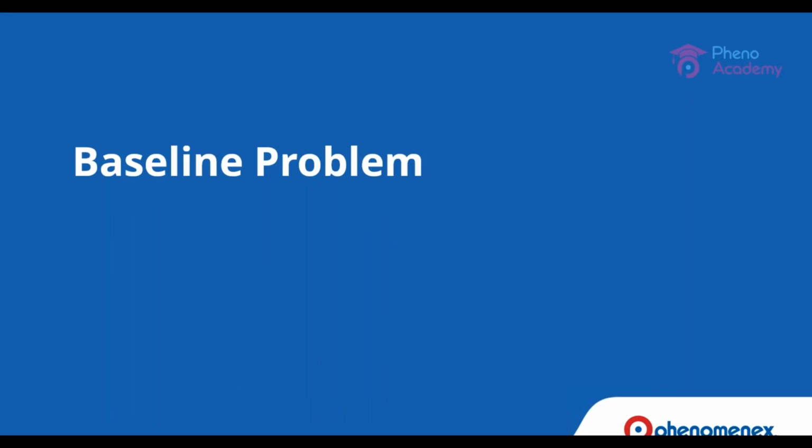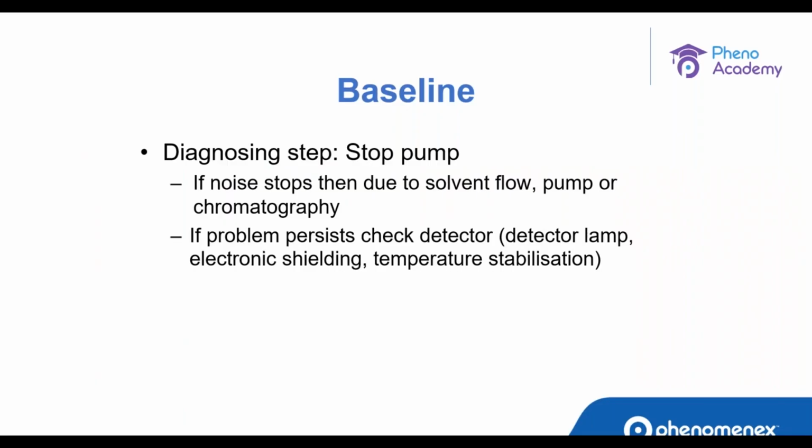The last one should be the baseline problem. The last part of the troubleshooting is where I will cover the baseline problem. How do we check the baseline problem? Stop the pump. If the noise stops, it is due to the solvent flow, pump, or chromatogram. If the problem is still there, we need to check the detector lamp, electronic shielding, and temperature as well.